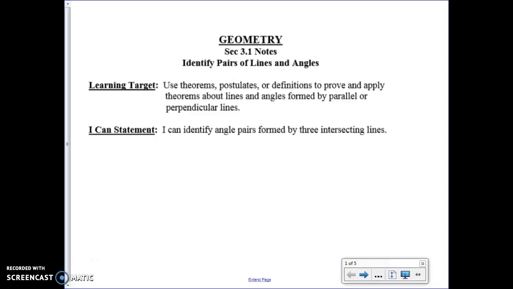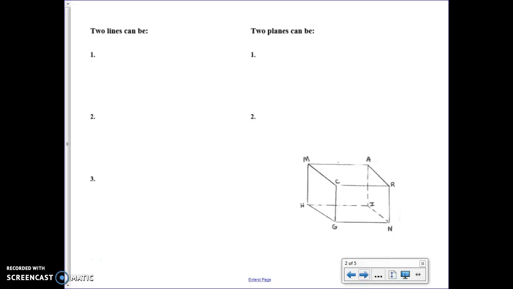Hey guys, today we are looking at pairs of lines and angles, and we're going to learn some more vocab to go along with these. So we're going to start with talking about how lines can intersect or not intersect, and how planes can intersect or not intersect in those special cases. So two words that I think you already know are that two lines can be perpendicular.